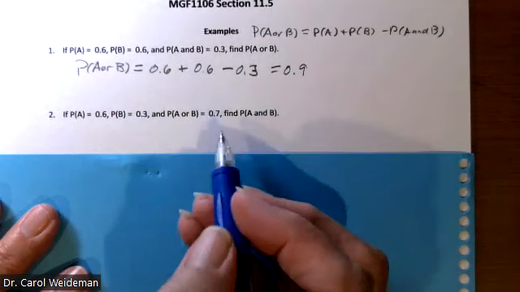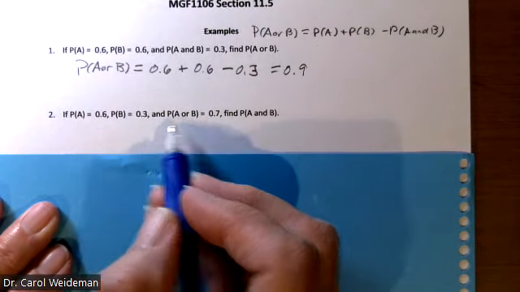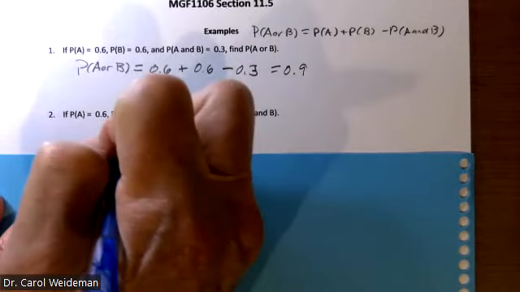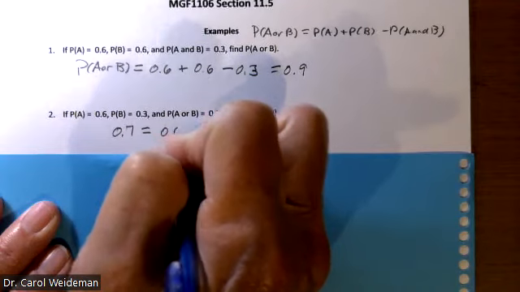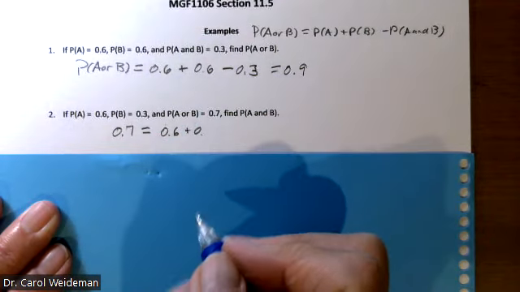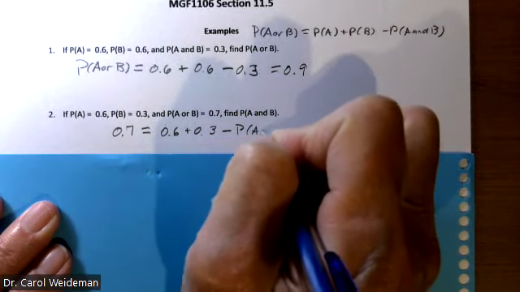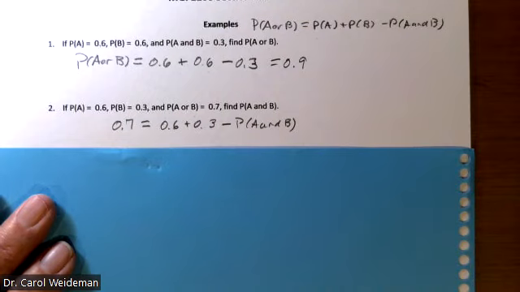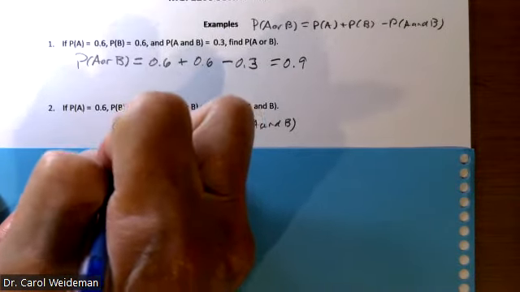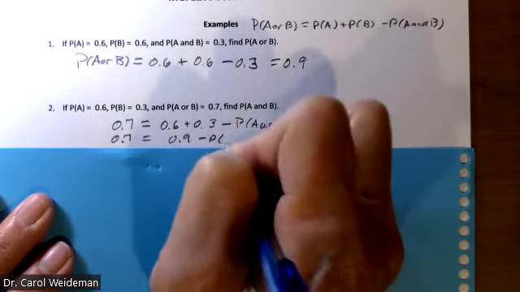Let's do another one. This time we want to find the probability of A and B, and we're given the other probabilities. We were given the probability of A or B, the left side, 0.7, which is equal to the probability of A plus the probability of B minus, and this is what we want to calculate, the probability of A and B. How can we do that? The first thing we want to do is add together the 0.6 plus the 0.3, and we'll get 0.9.